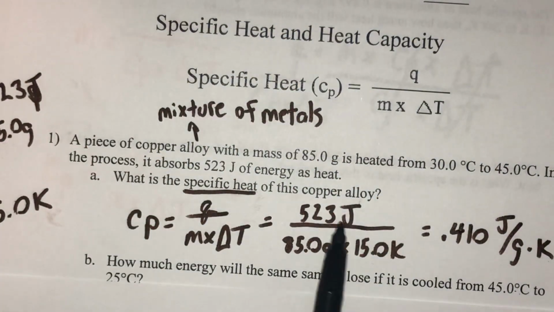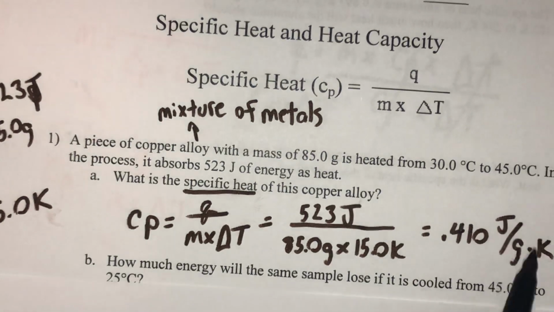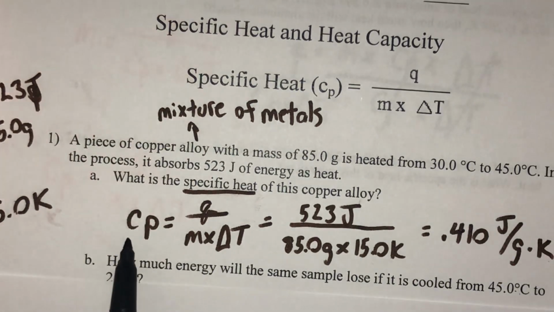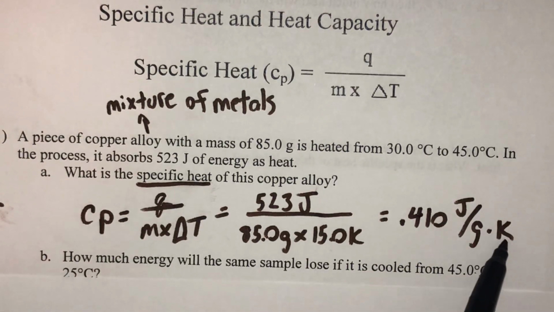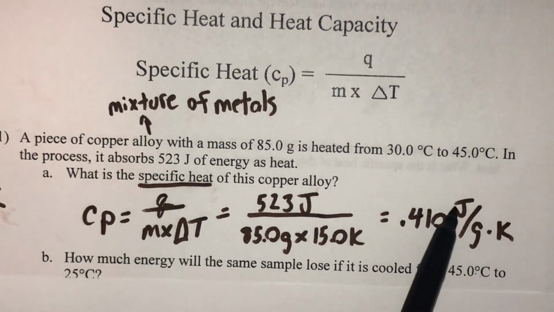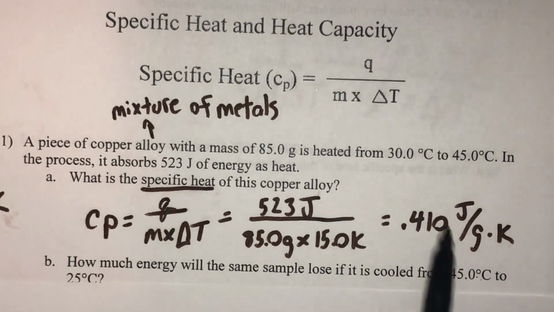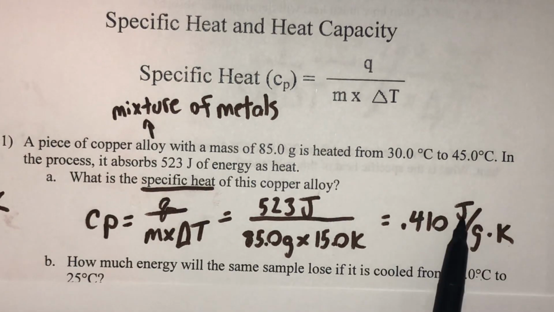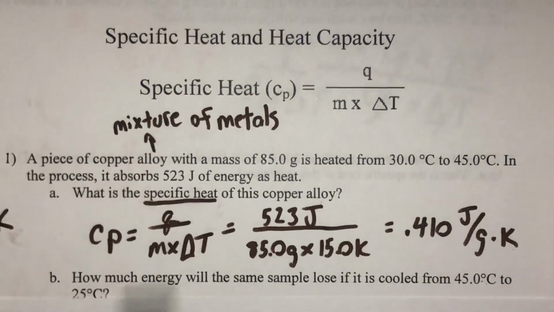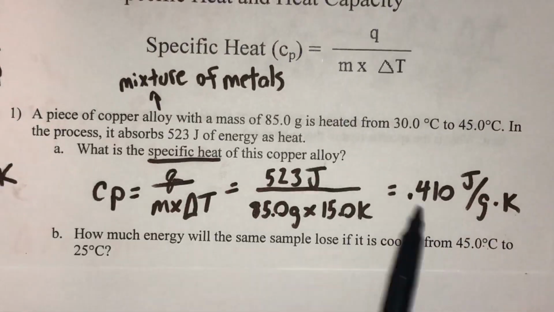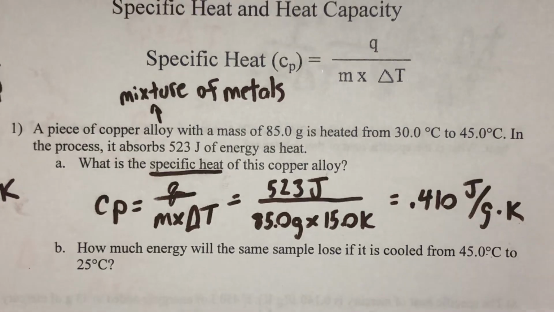None of these units cancel out, joules, grams, and Kelvin, so we're keeping all of those. When we have specific heat, we'll always have 3 units like this. It might be degrees Celsius or Kelvin, but it's always going to be joules, grams, Kelvin. So 0.410 joules to make 1 gram go up 1 degree. That's pretty low. Remember, water was 4.18.